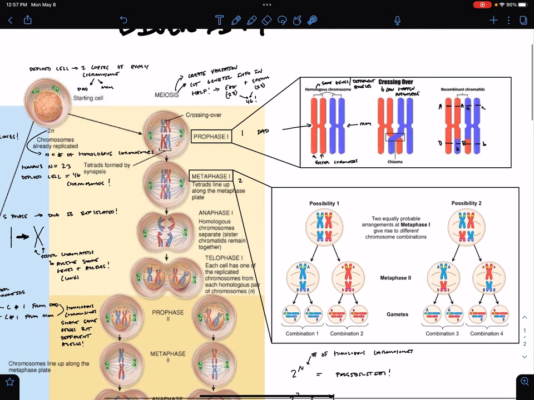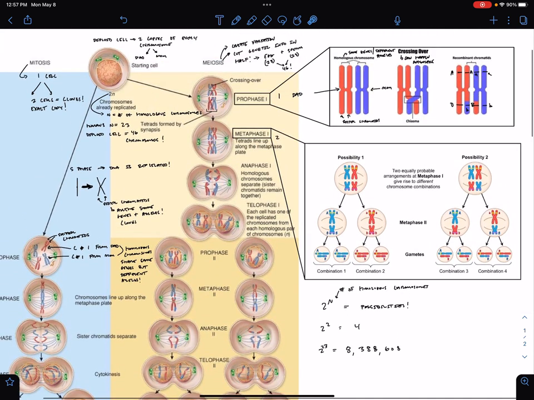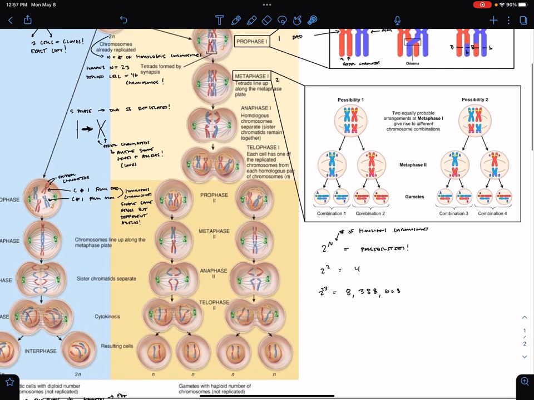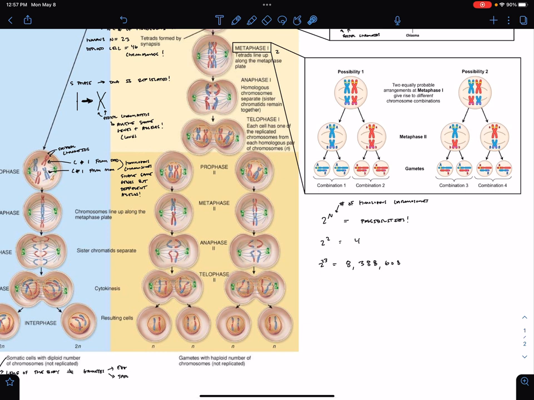And then when you also add in the fact that all of the chromosomes are experiencing crossing over, so they're exchanging genetic information, the possibility that you will create 2 either eggs or sperm that are exactly the same goes down to a very small percentage. So basically, every single gamete that you make is a unique combination of alleles, which is pretty amazing.